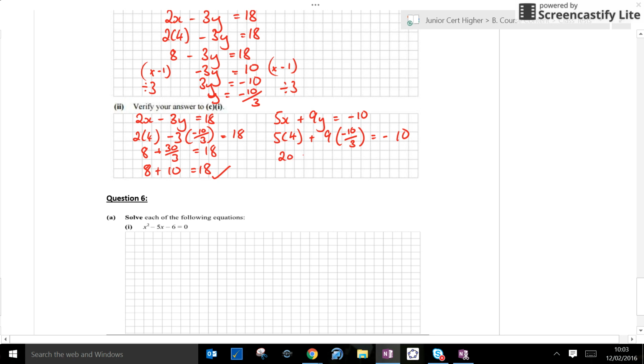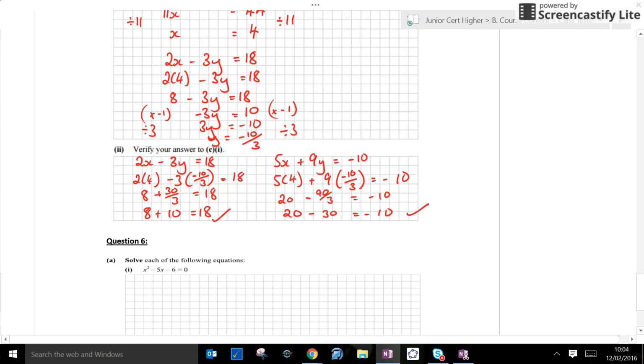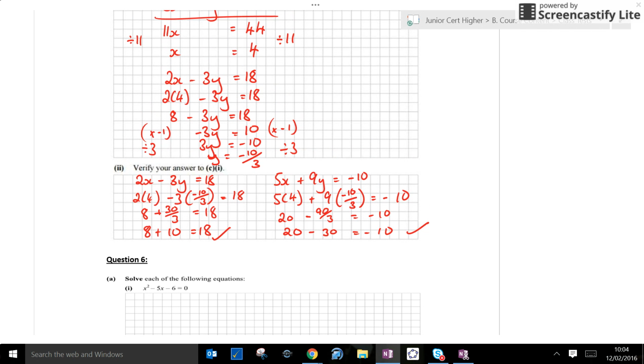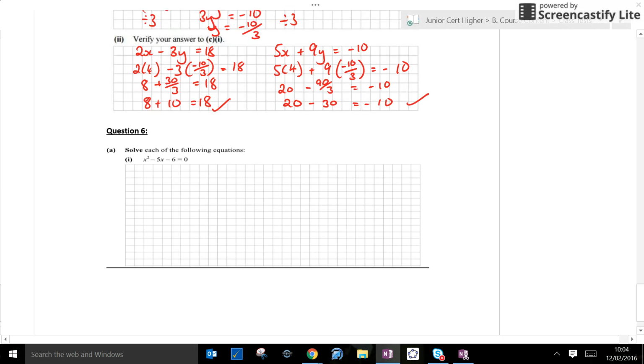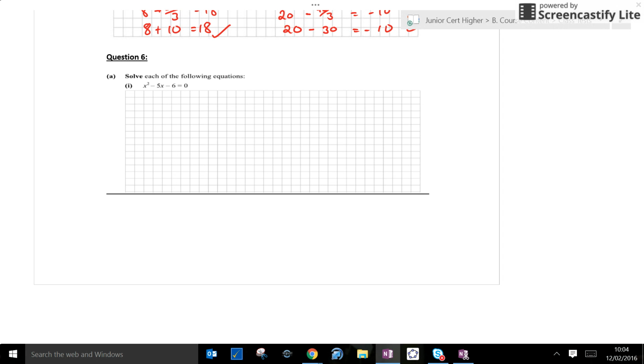5 4s are 20, plus 9 by minus 10 over 3 is minus 90 over 3, which equals minus 10. So we've got 20. 90 divided by 3 is 30. 20 minus 30 equals minus 10. That is indeed also true. So we have shown that x equals 4 and y equals minus 10 over 3 are indeed the correct values for x and y. Okay, this moves us on to our last question, question 6.